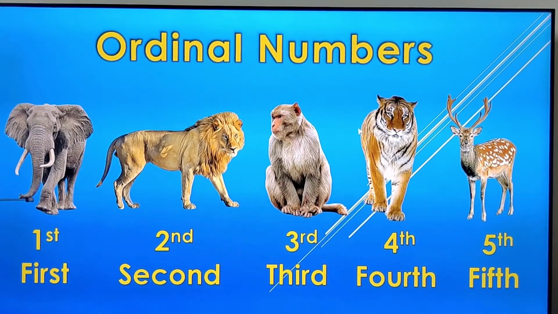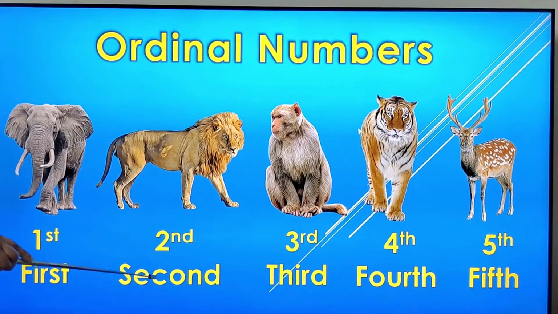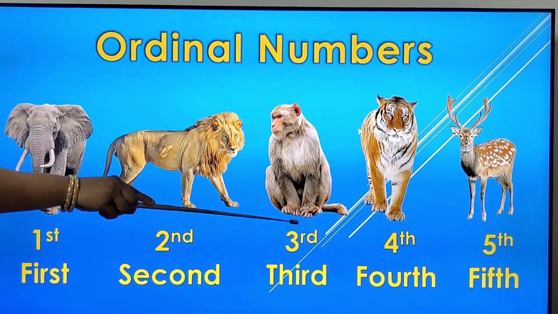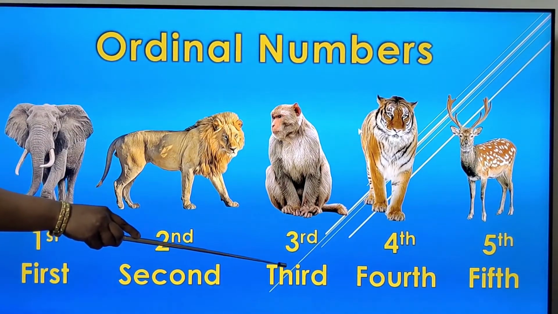Elephant is standing on the first place. So we should say first. The position of the elephant is first. Elephant is standing in the first position. Next is the lion. Lion is standing in the second position. Next is the monkey. Monkey is placed on the third position.